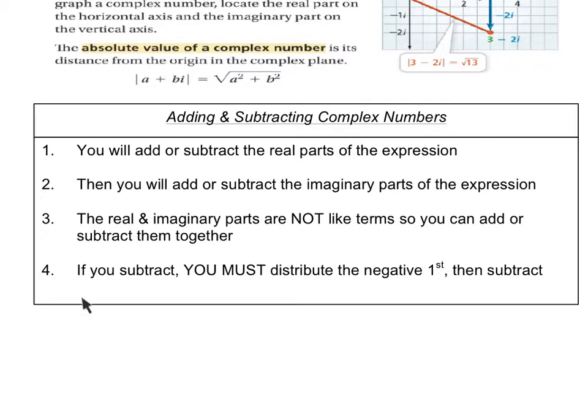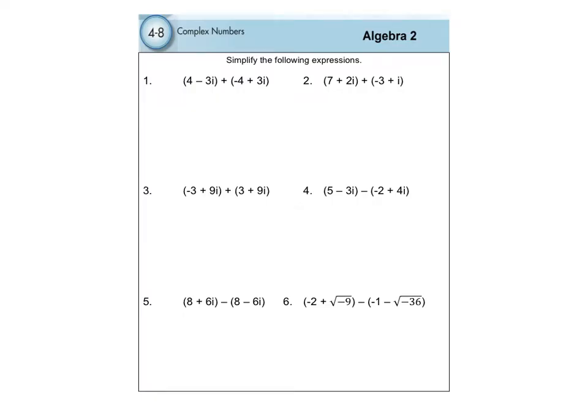Now, one other very important thing here is that if you subtract, you might want to underline this or circle it, but if you subtract, you have to distribute the negative first, then combine the like terms. Okay, so let's get to some examples and see what they might look like.